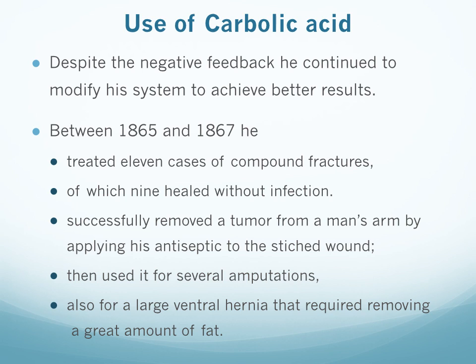9 of them healed without any infection. Using carbolic acid, he successfully removed a tumor from a man's arm. Then he used carbolic acid for a number of amputations. He also removed a large ventral hernia from a patient, which required the removal of a large amount of fat. Although a large amount of fat was removed, a large wound was caused. The use of carbolic acid by Joseph Lister prevented sepsis, or wound infection, after the surgery.